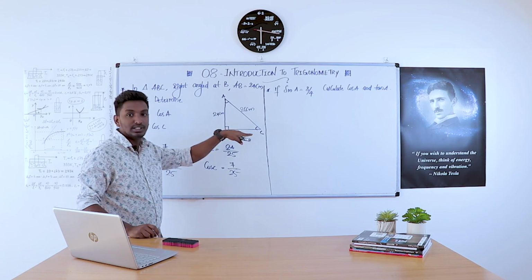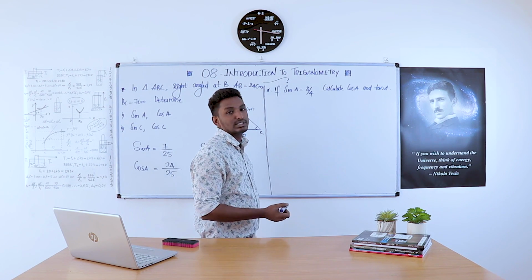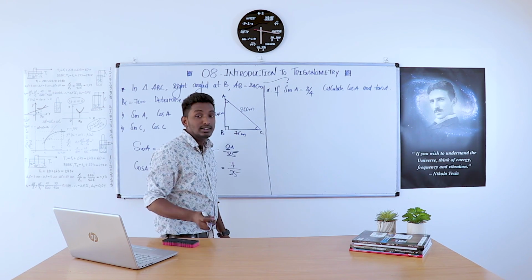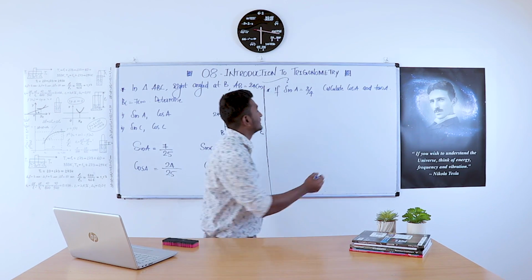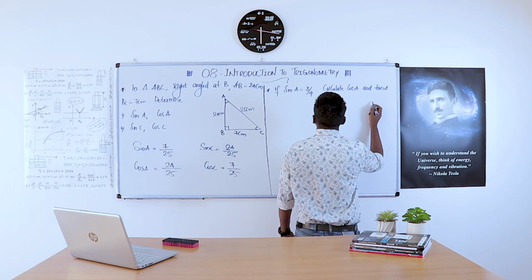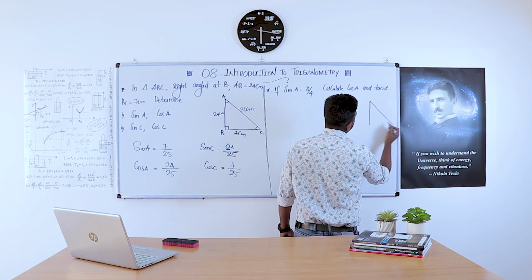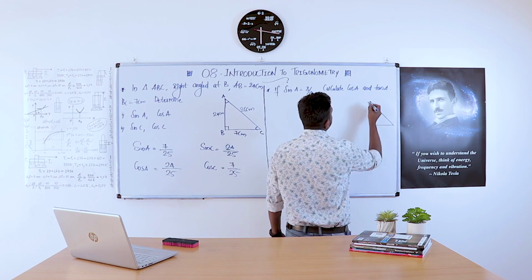Okay. Moving to the next question. Sin A is equal to 3 by 4. Calculate cos A and tan A. For this type of problems, I will just show you an easier way, such that when you need to find the trigonometric functions, first you consider a triangle.